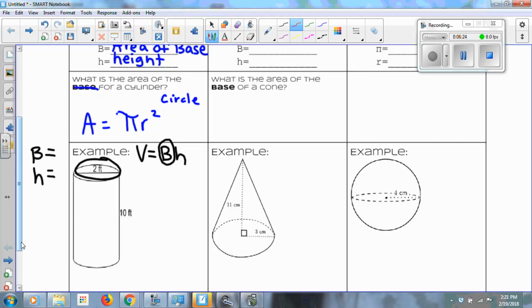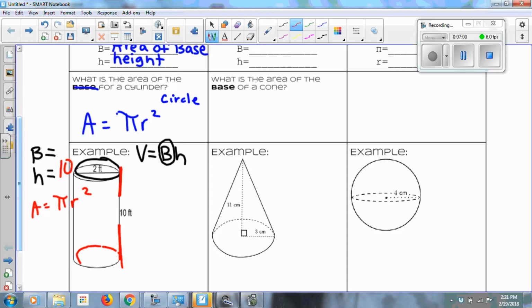Here I go. Here's the height. Remember, the height is the line that connects the two bases together. So here's my circle, and here's the line that connects the circle to the circle. This particular one is 10. So my H is 10, and I have to do some calculations so I can get the area of the base. So remember, area equals pi r squared.